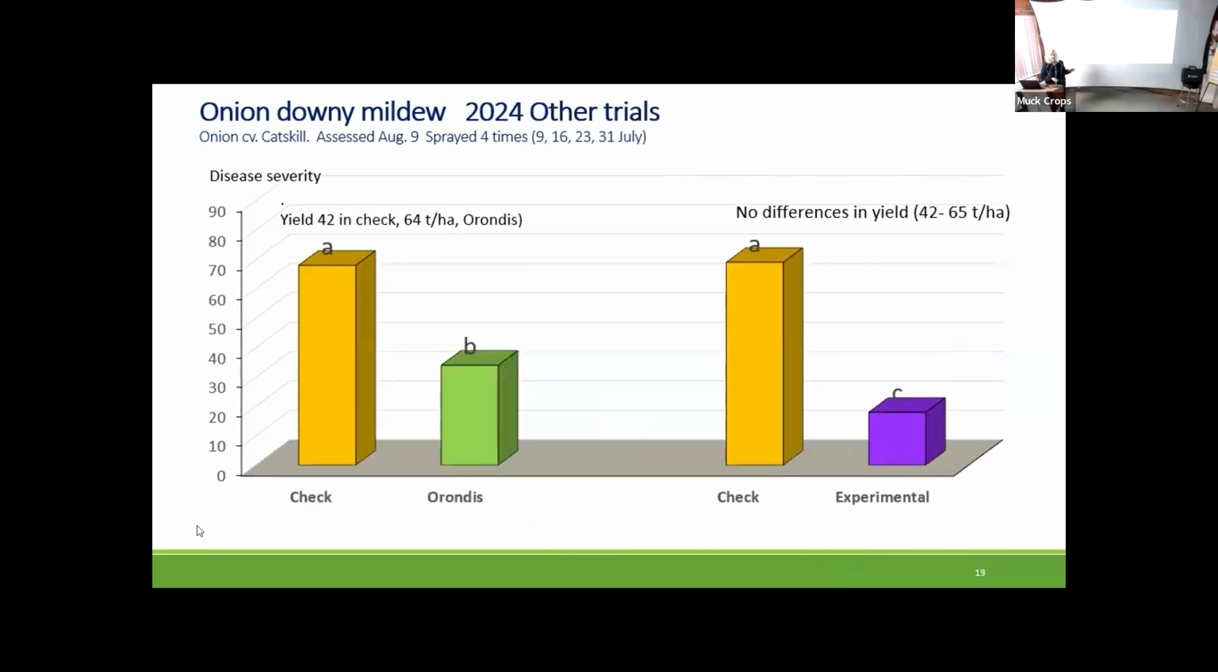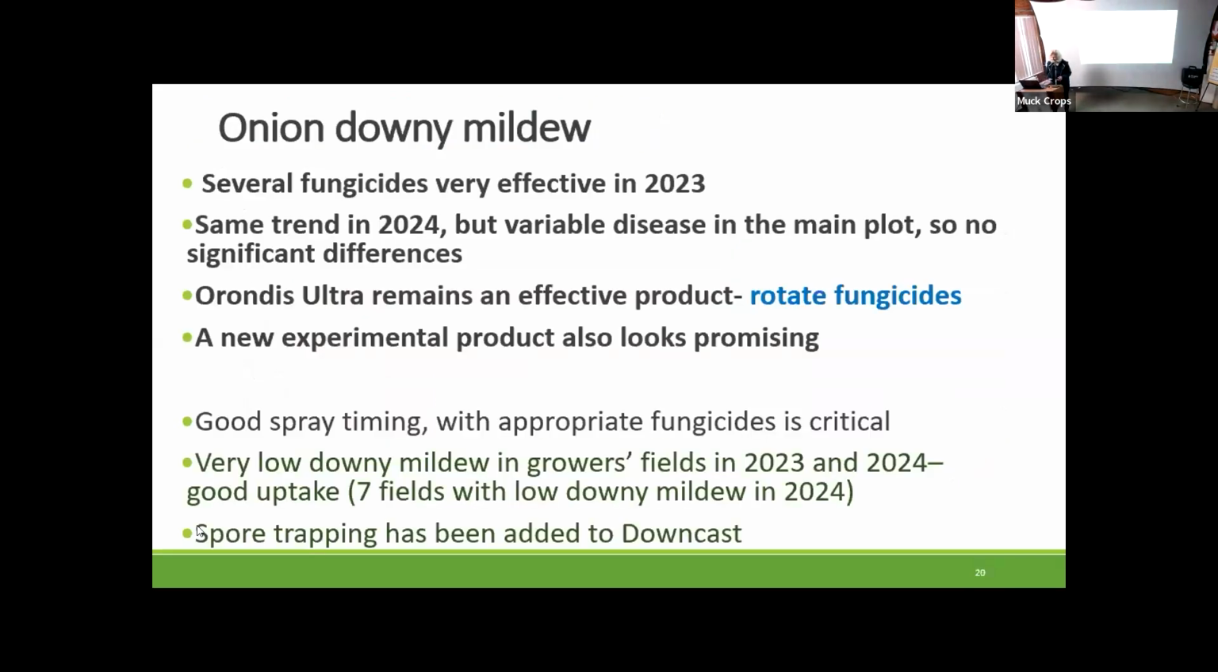But fortunately, we had a couple of other trials on station, and for whatever reason, where they were located, we did get some significant differences. So we saw a nice reduction in downy mildew with Orondis in the one trial. And we looked at an experimental product, and it was really nice to see that that looked very effective as well. Differences in yield in this trial, no differences in that trial. That's probably more due to in-trial variation than anything else.